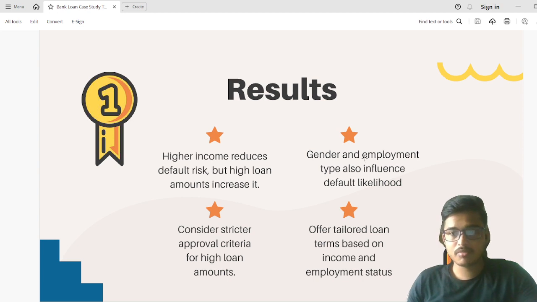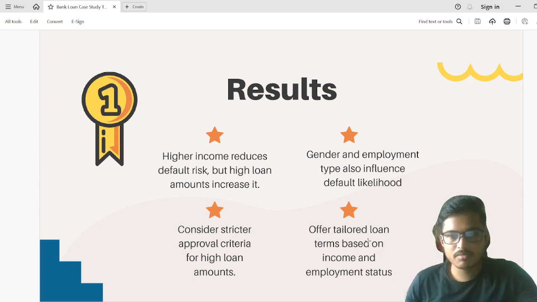Gender and employment type also influence the default likelihood, as we have seen in the female candidates. And if you talk about employment, employment is getting more non-defaulters, right? So consider the third point: consider stricter approval criteria for high loan amount. This is the suggestion that if the criteria is stricter, the fewer will be the defaulters.